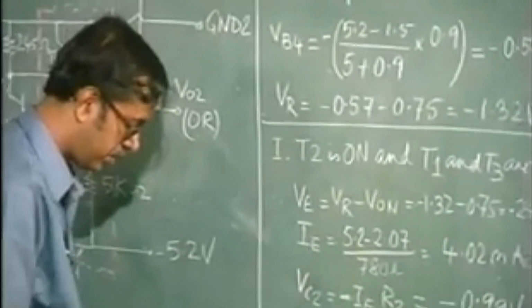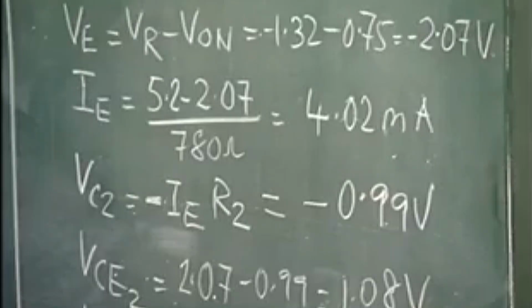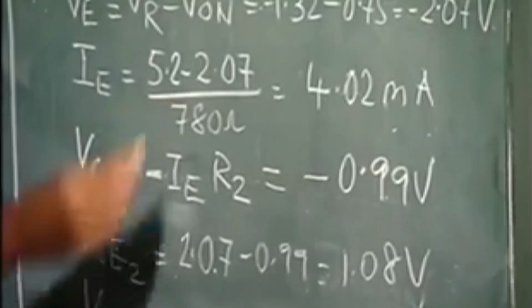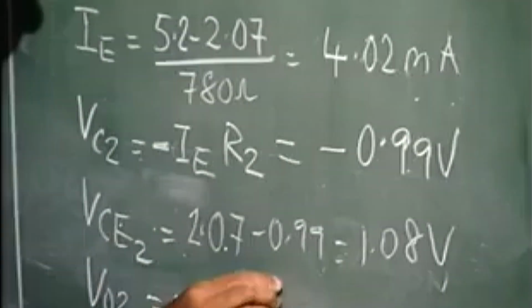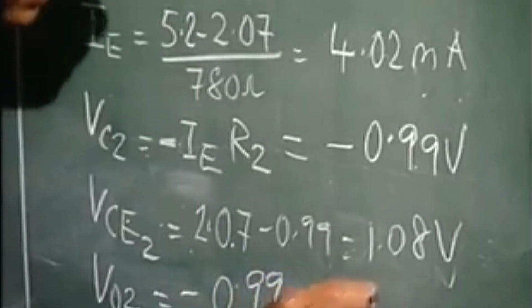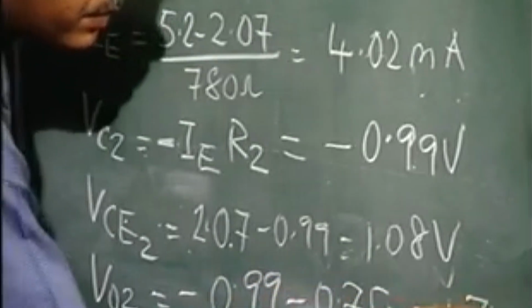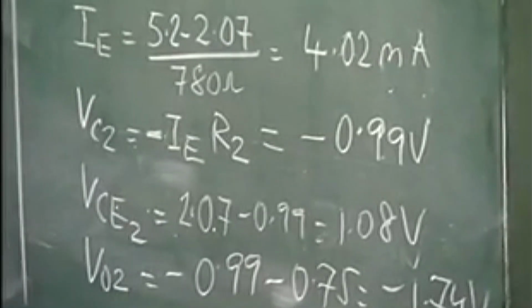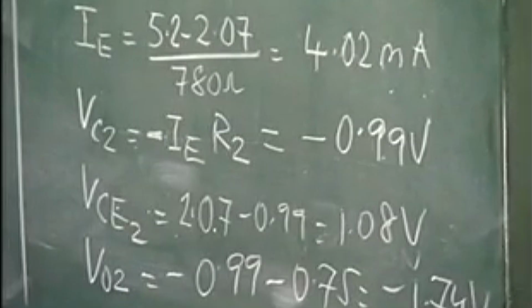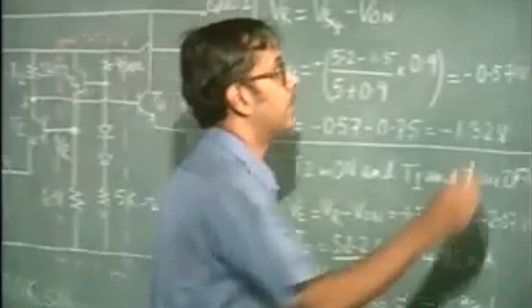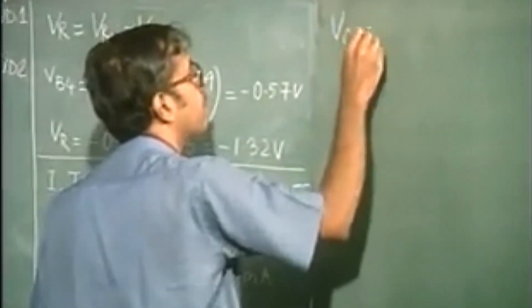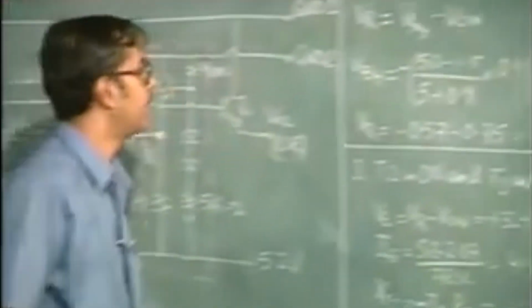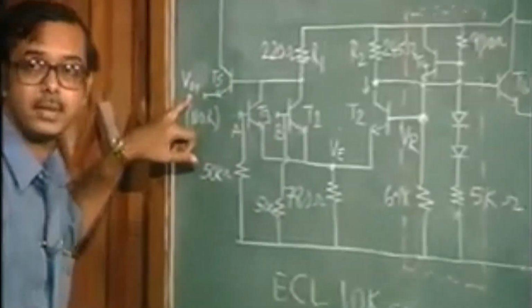Now, we know Vc2. So what is the output VO2? Minus 0.99 minus 0.75 is equal to minus 1.74 volts. So that is the output when T2 is on and T1 and T3 are off. And what is the output at VO1? VO1 is the output here.